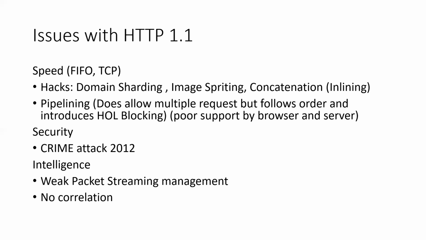The third thing is intelligence. HTTP 1.1 does not have intelligence. There are two things why we say it is not intelligent. First is packet streaming management; we'll see what a stream is. And then correlation, we will see that as well.